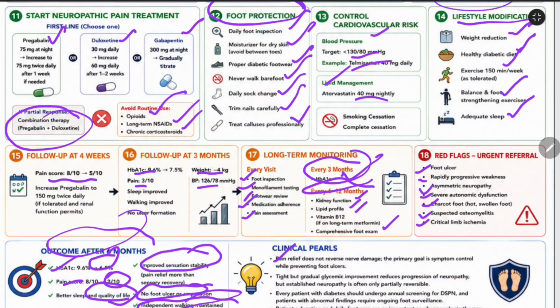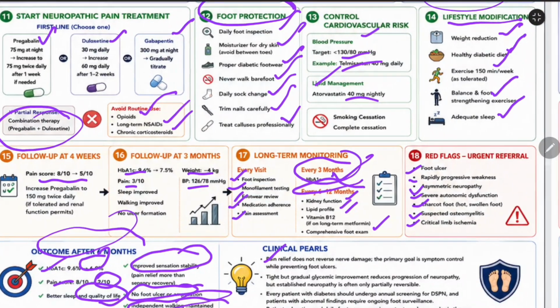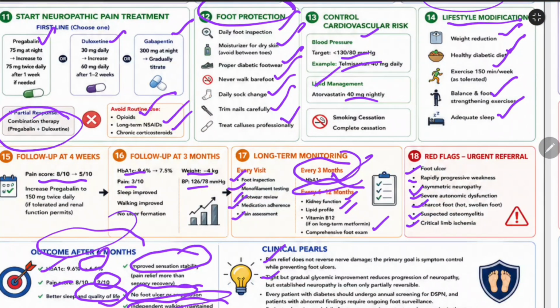Pain relief does not reverse nerve damage. The primary goal is symptom control while preventing foot ulcers. Tight but gradual glycemic improvement reduces progression of neuropathy, but established neuropathy is often only partially reversible. Every patient with diabetes should undergo annual screening for DSPN, and patients with abnormal findings require ongoing foot surveillance. Patient education and daily foot care are as important as pharmacological therapy in preventing ulceration and amputation.